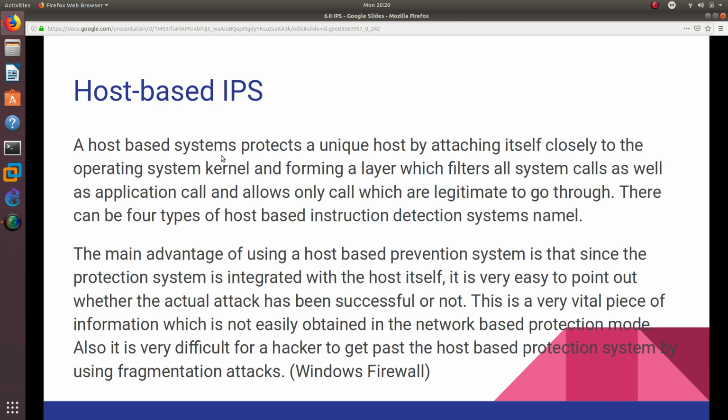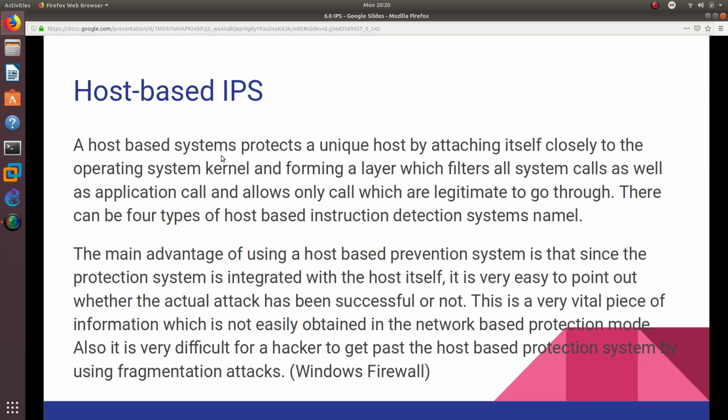And now the host-based IPS. A host-based system protects a unique host by attaching itself closely to the operating system. As you can see, the host-based IPS is on the operating system of a computer, so it is inside a computer, and you need to install it on every host. The network-based one is just when you plug it into the Ethernet cable, and it is part of your network. It sits close to the operating system kernel, forming a layer which filters all system calls as well as application calls and allows only calls which are legitimate to go through.